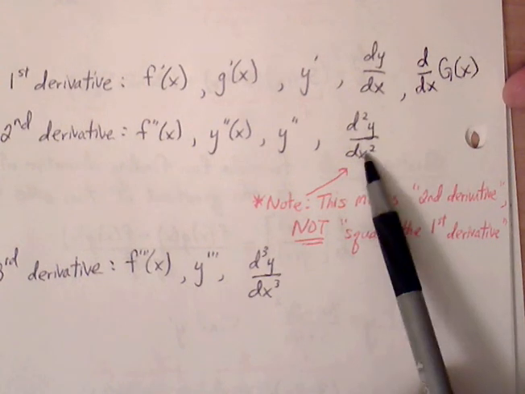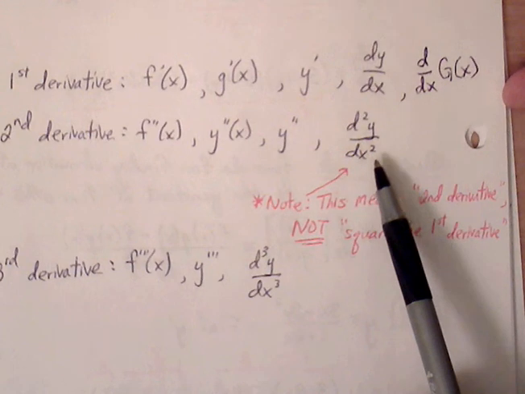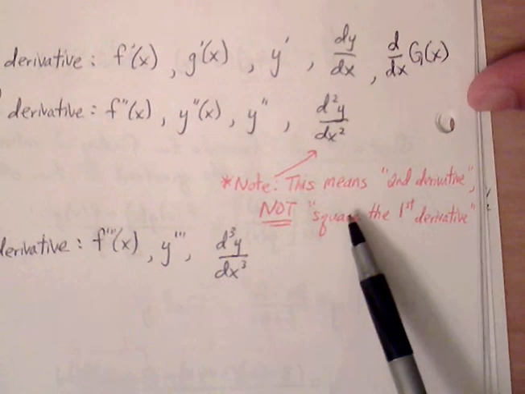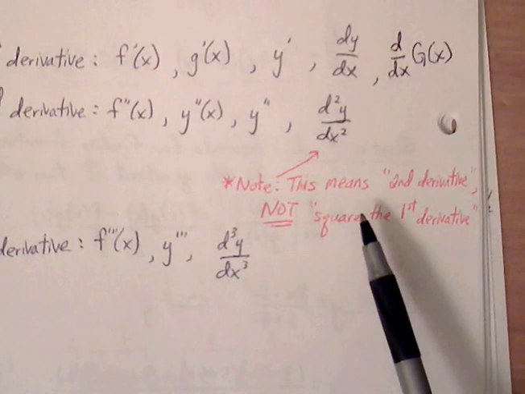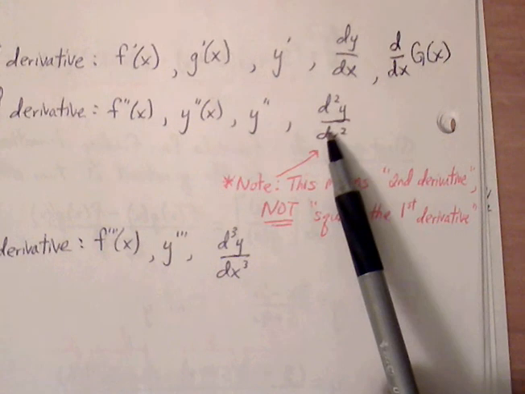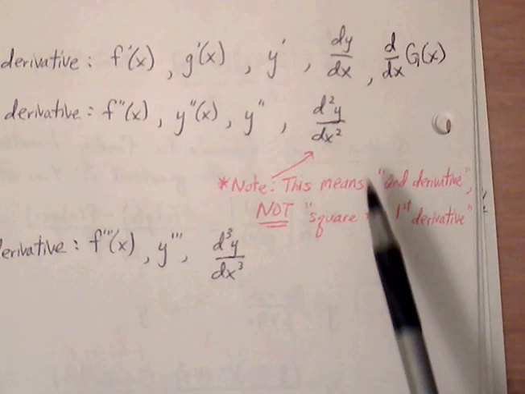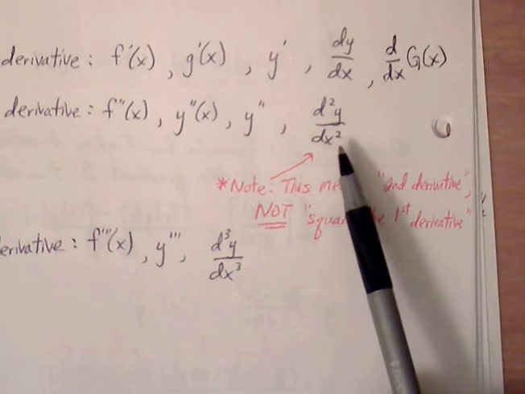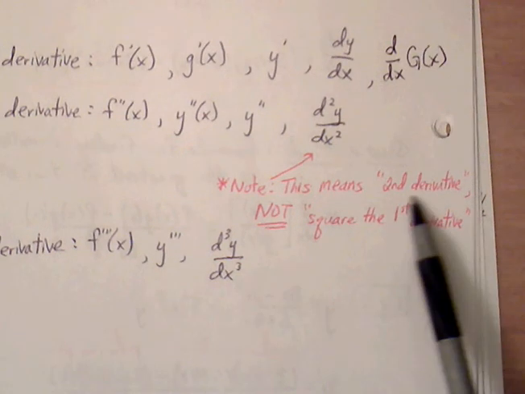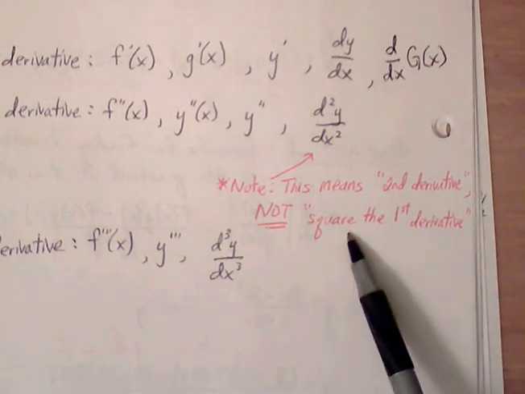d2y over dx2 is just another notation for the second derivative, and we have to be careful because this is not the same thing as asking you to find the derivative of the first derivative of your function and then squaring it. Okay, so some students have taken this to mean that, but this means second derivative. This does not mean square the first derivative function.